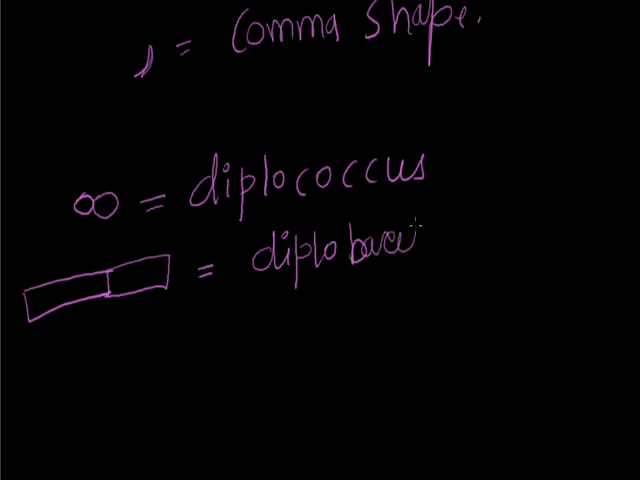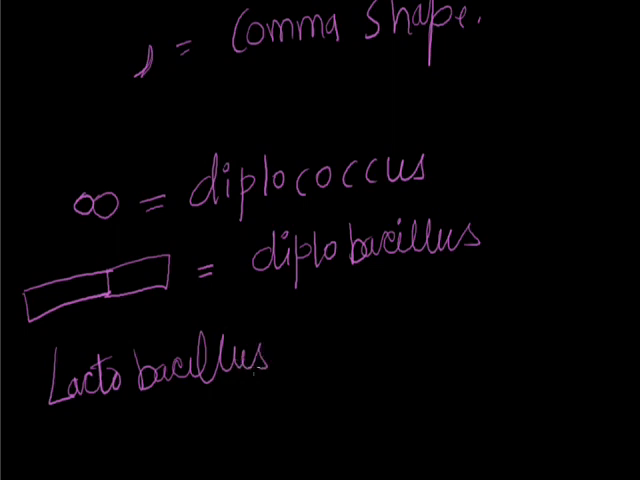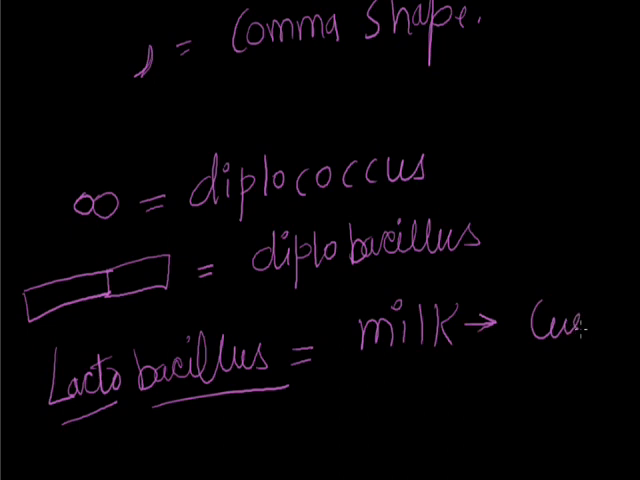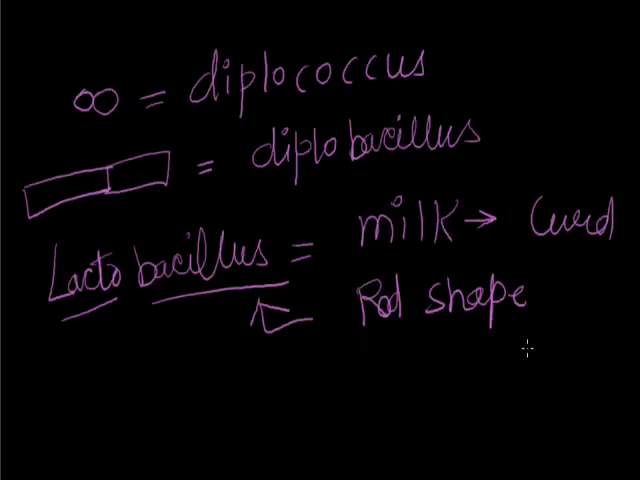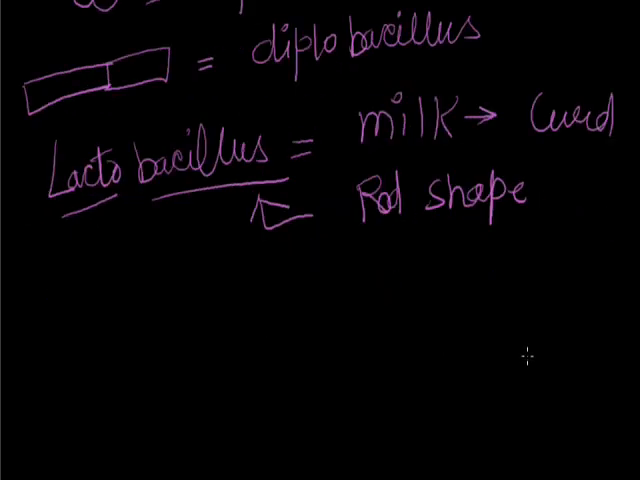Okay. For example, lactobacillus. Lactobacillus is a useful bacteria which converts milk into curd. The shape of this bacteria is bacillus. It is rod shaped. So the lactobacillus is rod shaped, and it converts milk into curd.